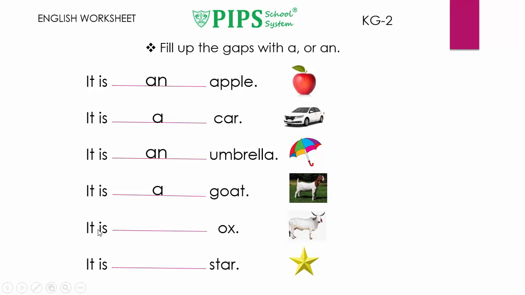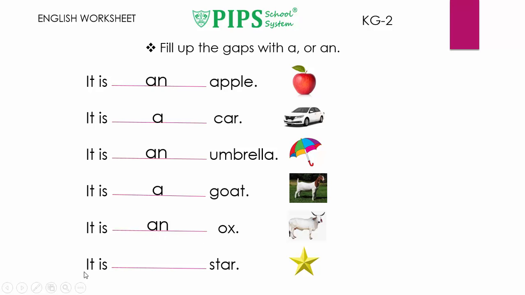The next sentence is, it is dash ox. Students, the initial letter of ox is O and O is a vowel letter. Now we will write article an in the empty space like this. So the sentence is, it is an ox.